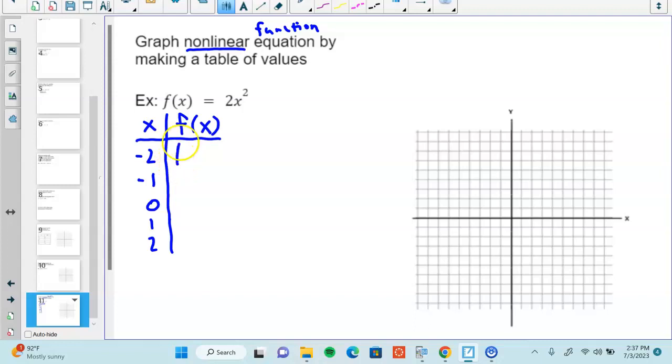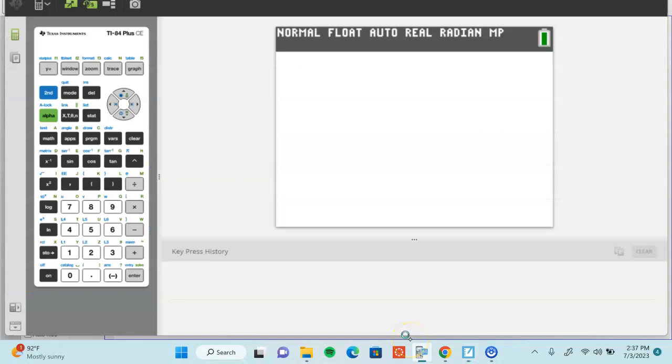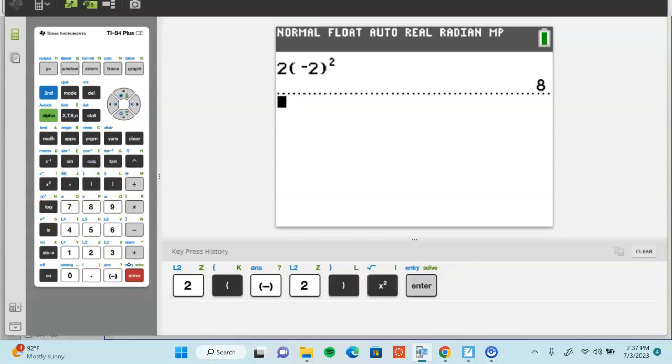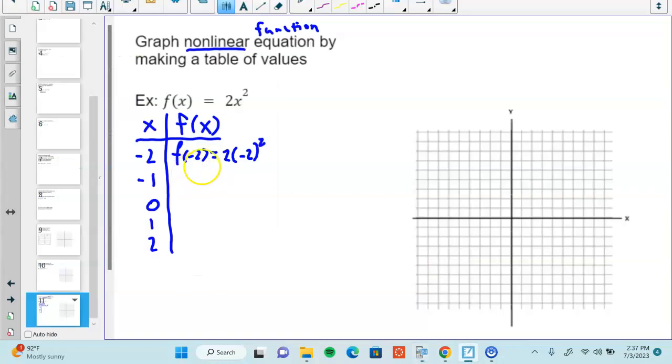Okay, so f of negative 2. I'm going to go to my function. I'm going to replace the x with negative 2. And I'm going to do that calculation. I can either do it by hand, or I'll show you how to do it on the calculator. Just do 2 times negative 2 squared, and we get 8. That's because negative 2 squared is 4, and 2 times 4 is 8. So one of the points we'll plot is negative 2, positive 8.